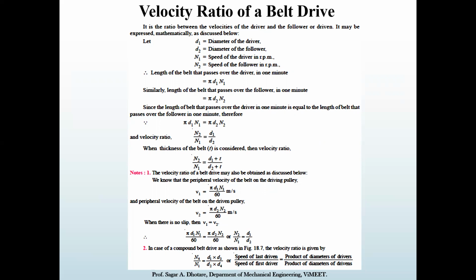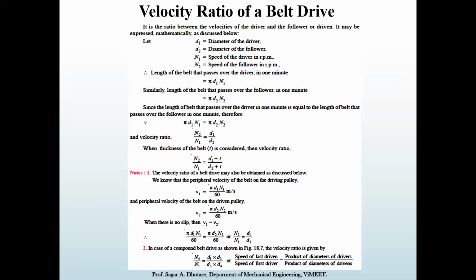So the length of the belt that passes over the driver pulley in 1 minute is pi d1 n1, and for the follower, it is pi d2 n2. So when we equate both, we get a relation, that is the velocity ratio. N2 by N1 is equal to D1 by D2. This is the velocity ratio.